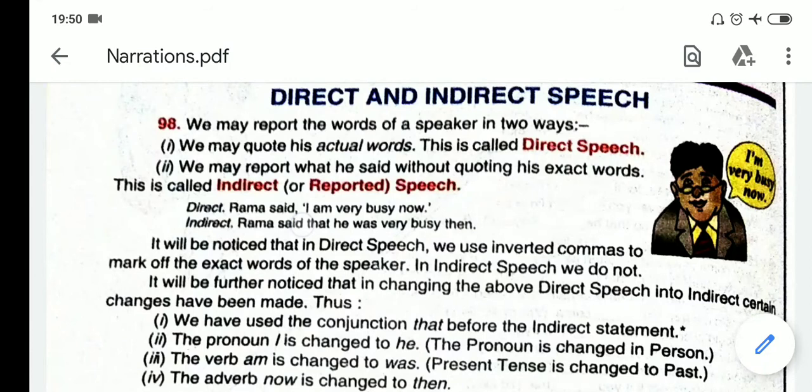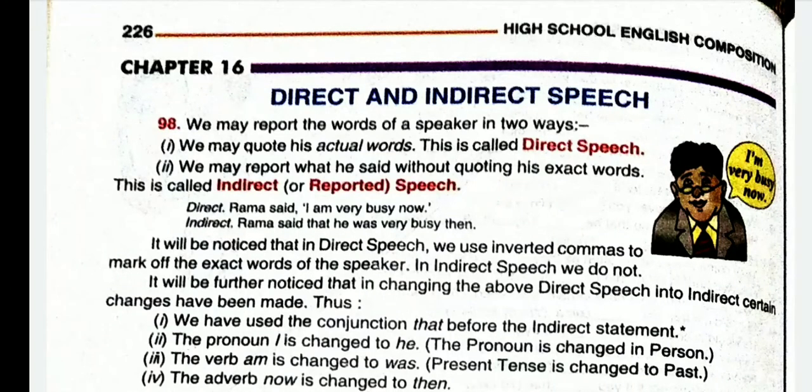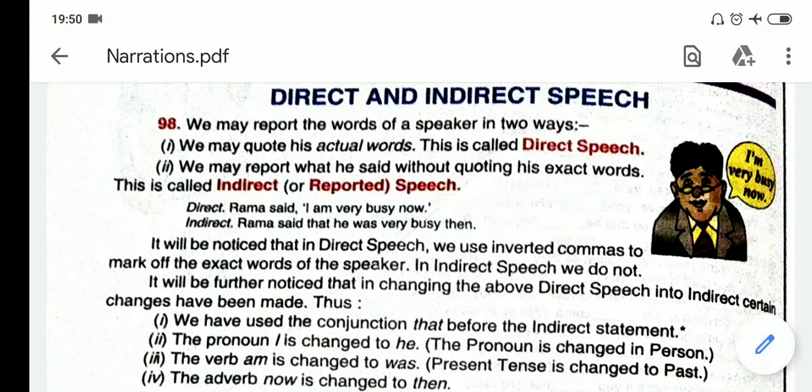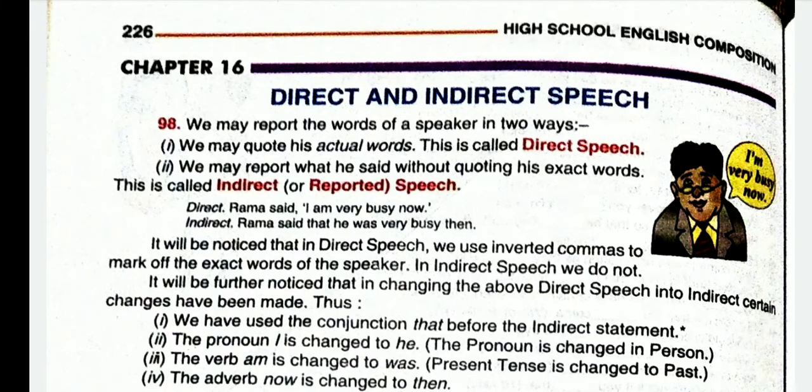We can write the same sentence in an indirect manner: Rama said that he was very busy then. In this case, we are not quoting the exact words of Rama. Rama would not have said it like that, that he was very busy then. He would have said, I am very busy now. So when we are quoting the same words of the speaker, that is direct speech. When we are not quoting his exact words, this is indirect speech.